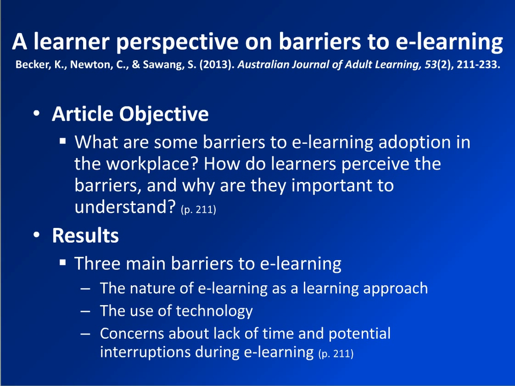I'm going to start off by talking about Becker, Newton, and Sewang's article. The objective of this article was to identify barriers to e-learning adoption in the workplace, and also to understand how learners perceive those barriers. They identify 3 main barriers to e-learning that should be addressed in the workplace. They are issues surrounding the nature of e-learning as a learning approach, concerns about the use of technology, and issues with time constraints and potential interruptions during e-learning.